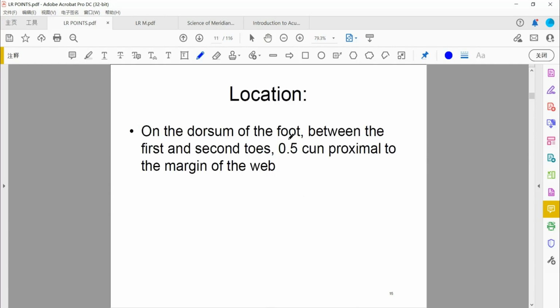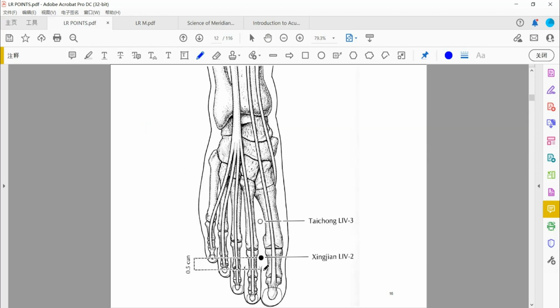On the dorsum of the foot, between the first and the second toes, half cun proximal to the margin of the web. That's the margin of the web, and half cun between the big toe and the second one.